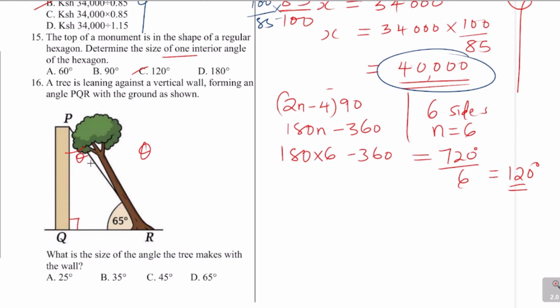So theta is the one that we are looking for, the angle that it makes with the wall. Then plus the 90, then plus 65. That should give the sum of 180, the sum of angles in a triangle. So theta will be given by 180 minus 90 minus 65. The one that remains will be the required angle, and that will be 25 degrees. Now when you add this angle plus this, you'll get 180.